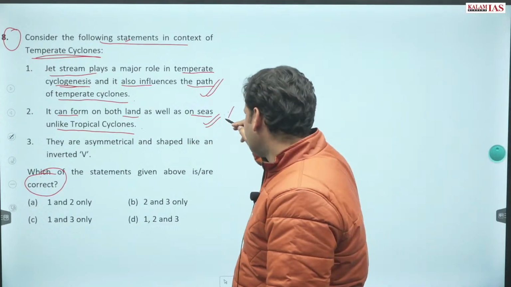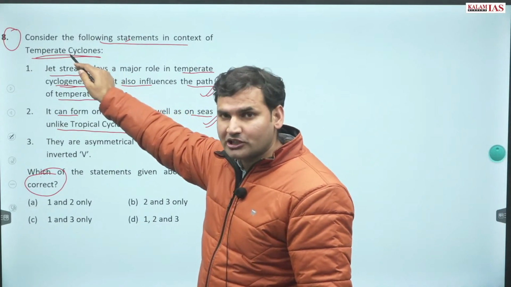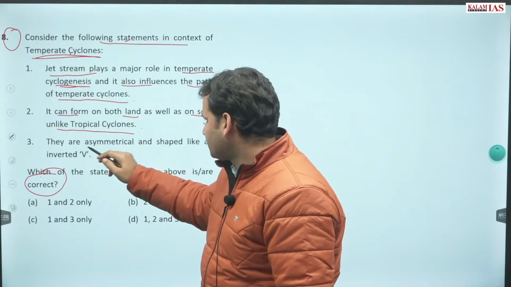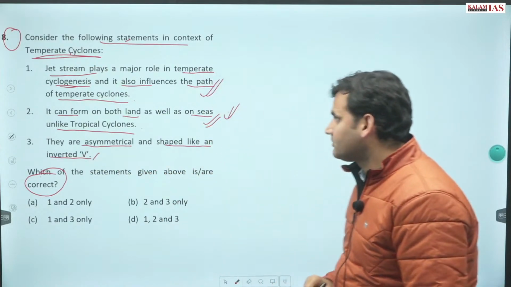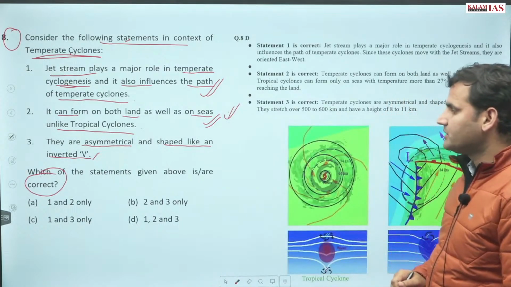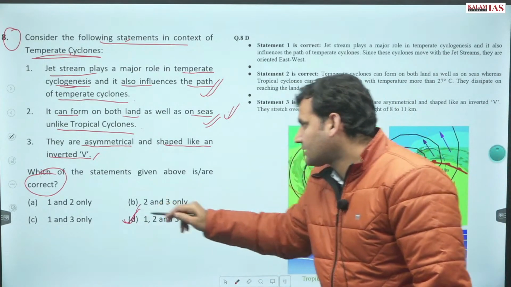This statement is a question about temperate cyclones, not tropical cyclones. They are asymmetrical and shaped like an inverted V. This statement is also true. So what would be the correct answer? All of them are correct.